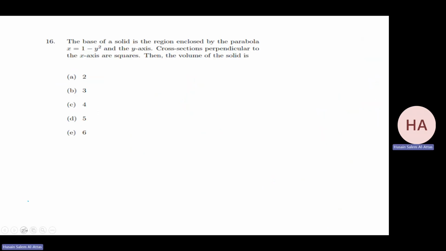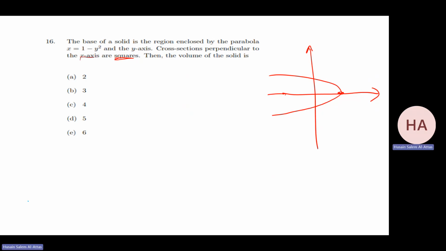The base of the solid is a region closed by the parabola. Cross sections are squares. Okay, so I have the parabola. This is x equals 1 minus y squared. So this is my parabola.